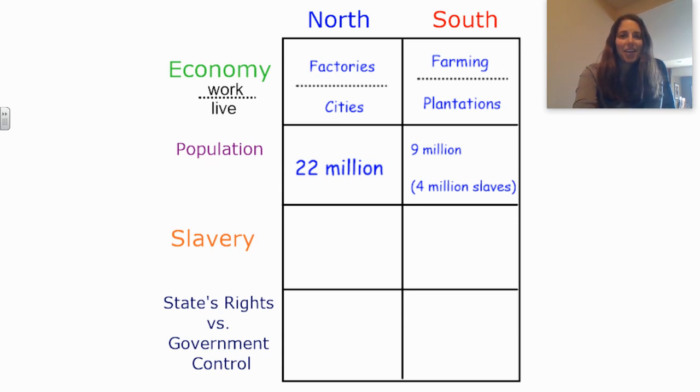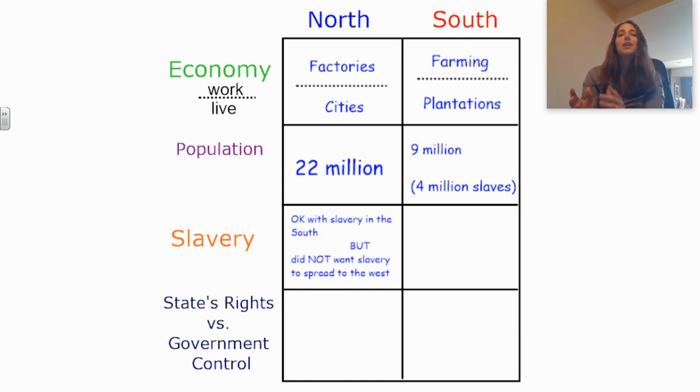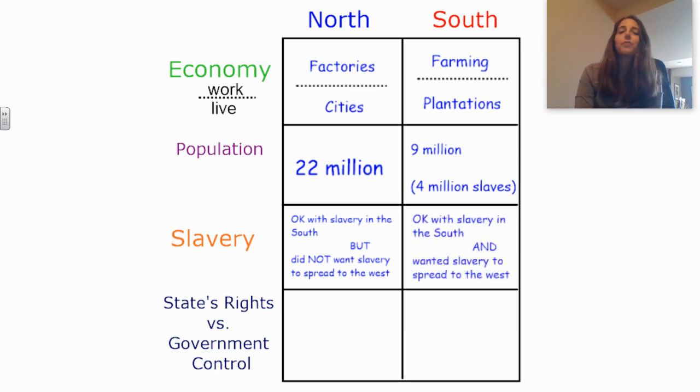Okay, let's talk about slavery. For the North, many Northerners were okay with slavery in the South, but they did not want slavery to spread west as new states joined our country. So give yourself a point if you had that correct. As compared to the South's view of slavery, they were okay with slavery in the South, and they did want slavery to move west. So far, you should have up to 6 tally points, 1 for each box we've done.